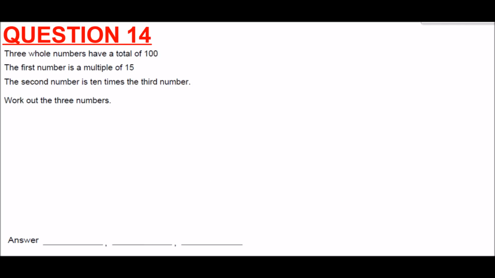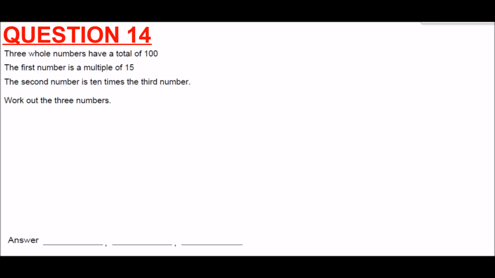Question 14. We've got 3 whole numbers with a total of 100. The first number is a multiple of 15. The second number is 10 times the third number. Work out the 3 numbers. This is a real sort of where do I begin type of question.